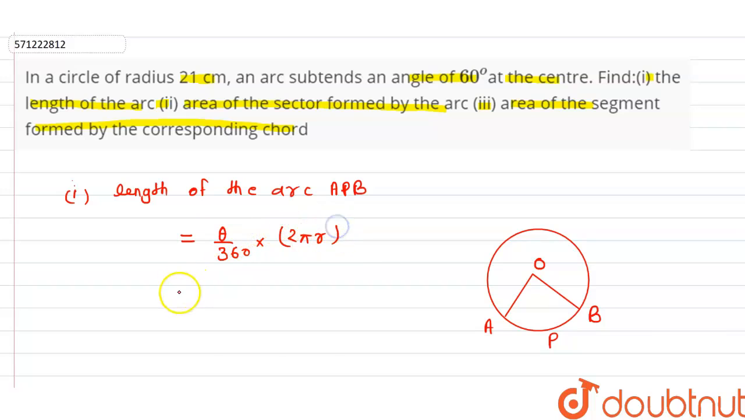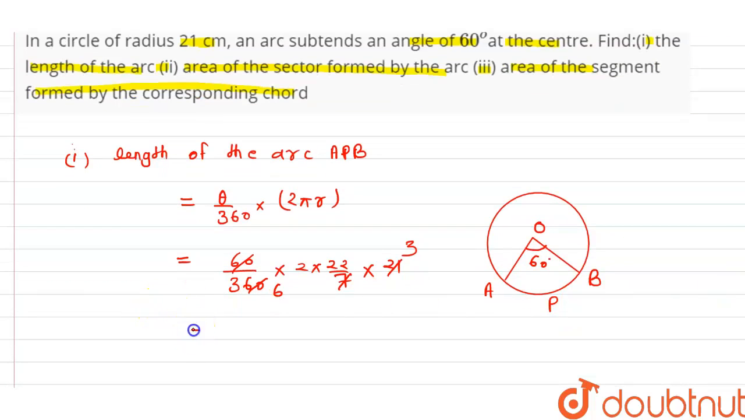And here we are given the angle subtended at the center, that is 60 degree. So the value of theta is 60 upon 360 into 2 into pi, that is 22 upon 7. The value of r, the radius of the circle, is 21. So this will be cancelled out with this by 3 times, and this will be cancelled out with this by 6 times. Then finally we find the value of the arc, it will be 22 centimeter. This is the length of the arc.